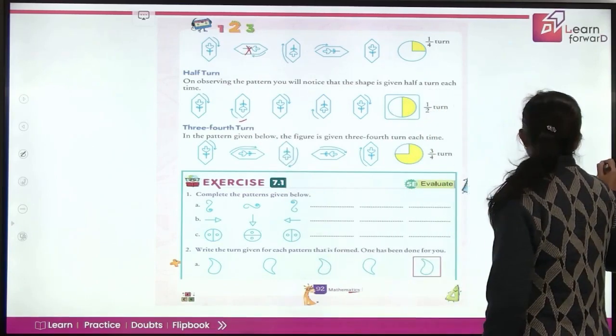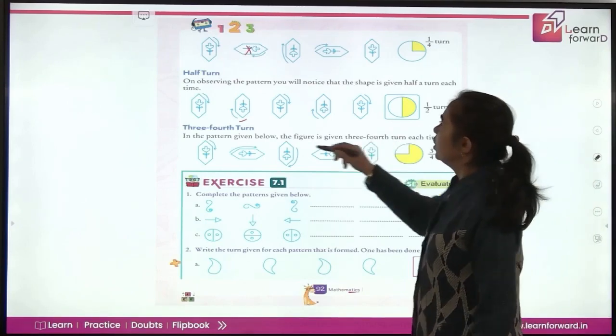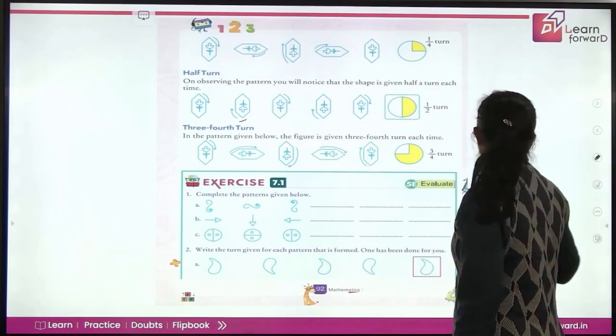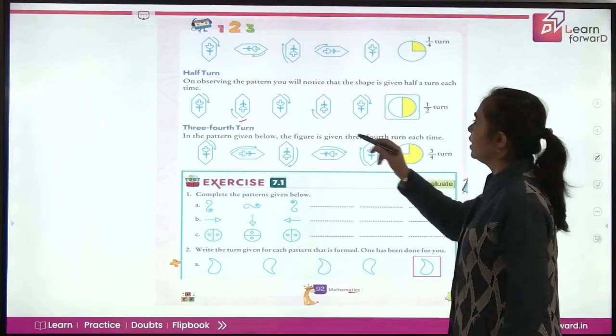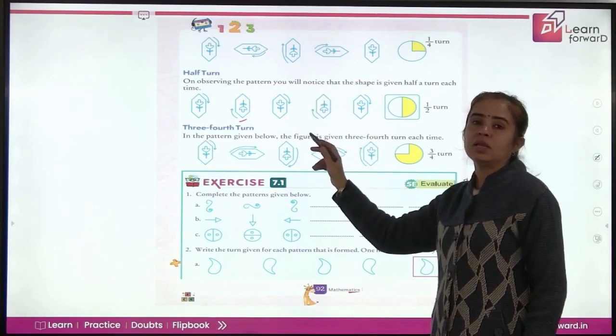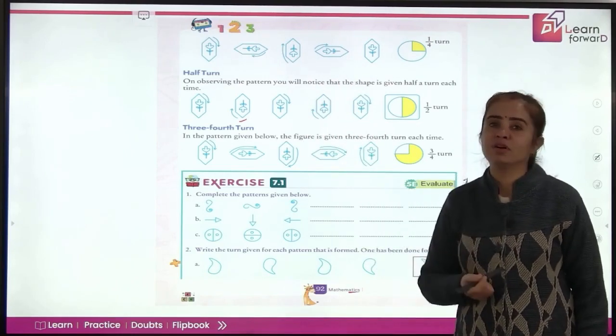Again, you give it a half turn, children. From the bottom, where will the tip go? It will go to the top again. Can you see in the next image? And then when you look at the next one, it comes down again, then top, then down. So what is this? This is a half turn.